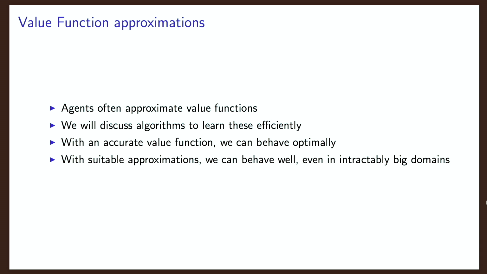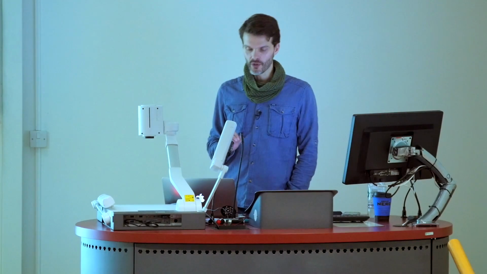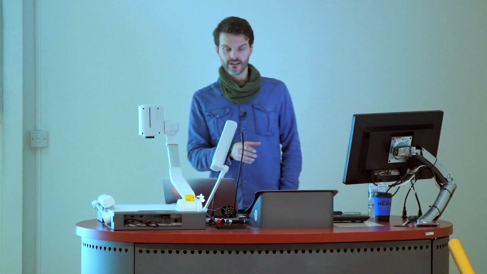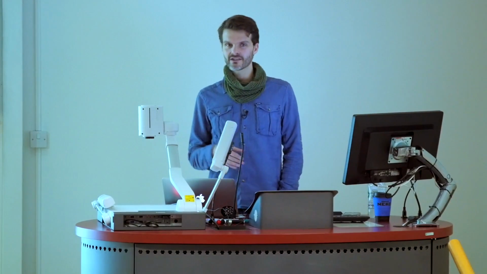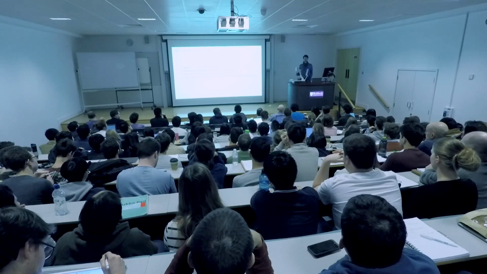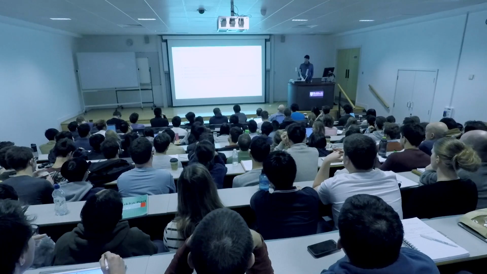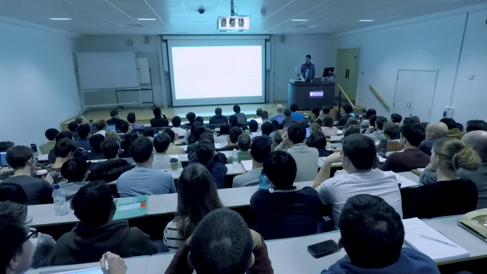I said accurate here, with which I mean basically an exact optimal value function. Then you can behave optimally. More generally, with suitable approximations, we can behave well, even in interactively big domains. We lose the optimality in that case, because we're learning, we're approximating, there's no way you can get the actual optimal policy. But it turns out in practice you don't actually care that much, because good performance is also already very useful. And if it's intractable anyway, that's the best you're ever going to get.